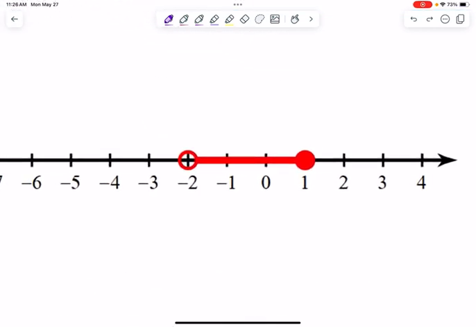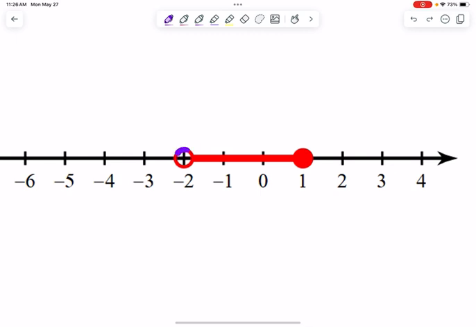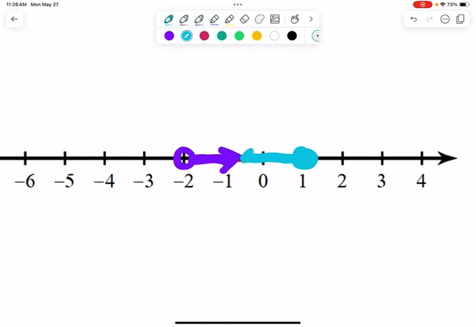So I'm going to start off by splitting them up. You don't have to write this down, but I want you to interpret this. So let's pretend I had this purple inequality and this blue inequality. And I'm going to draw arrows because that's the direction the line extends from each of those endpoints.